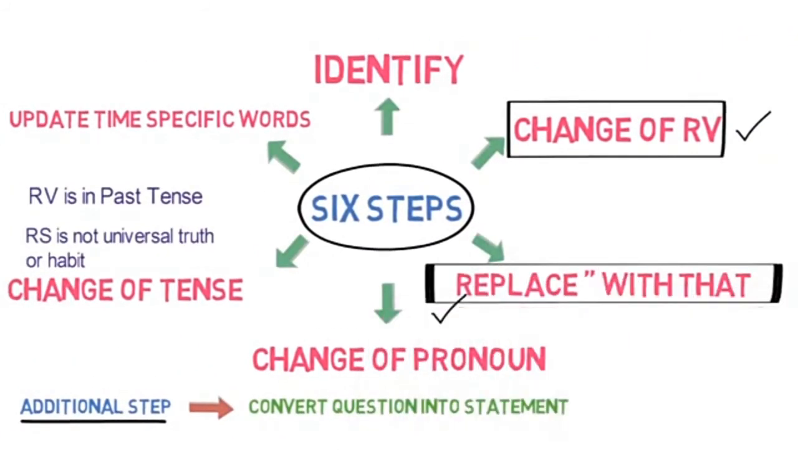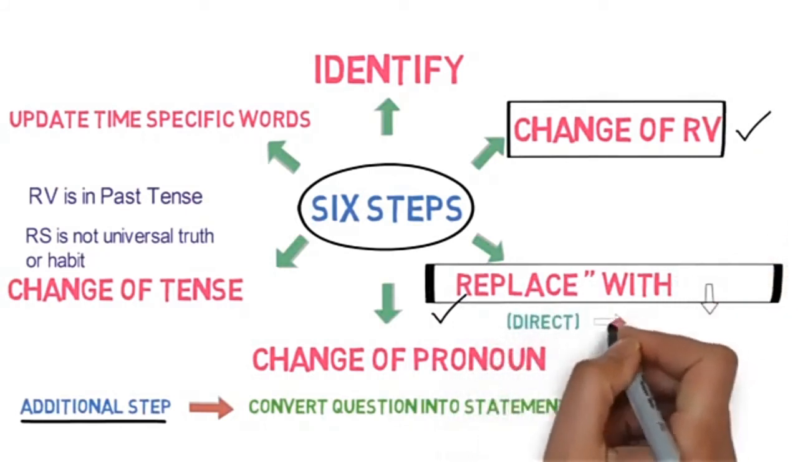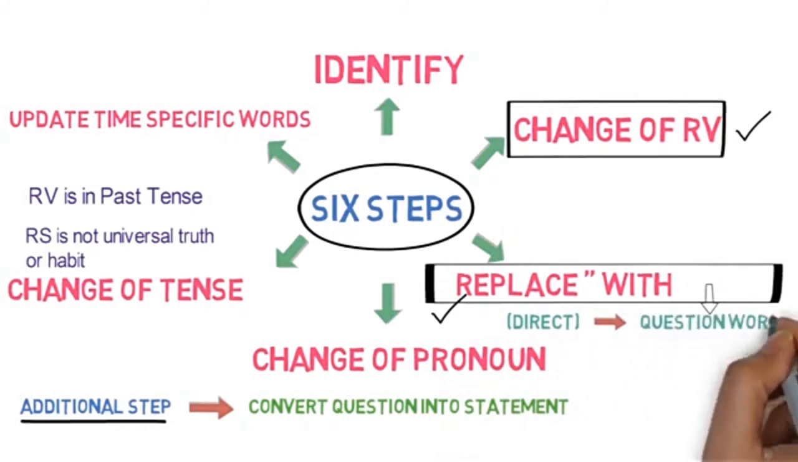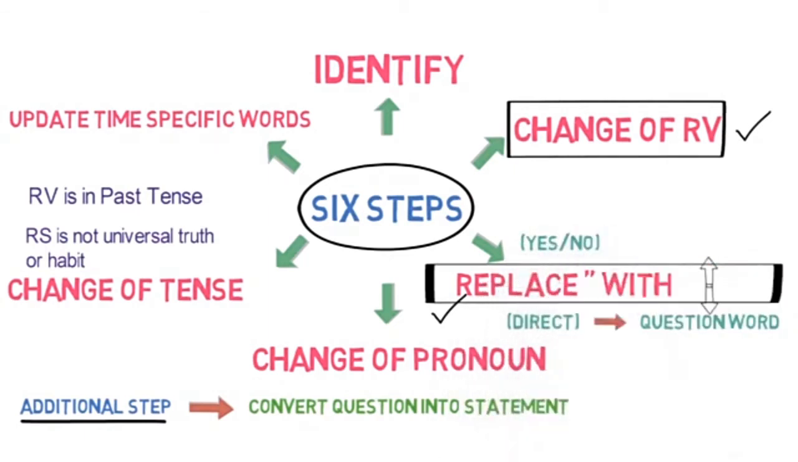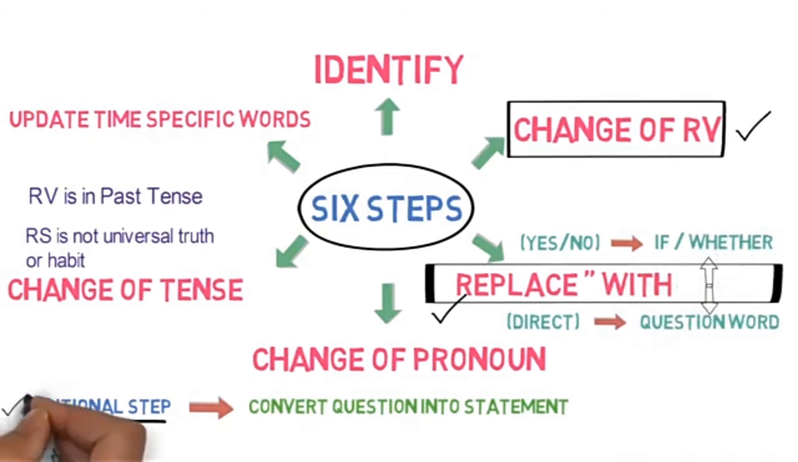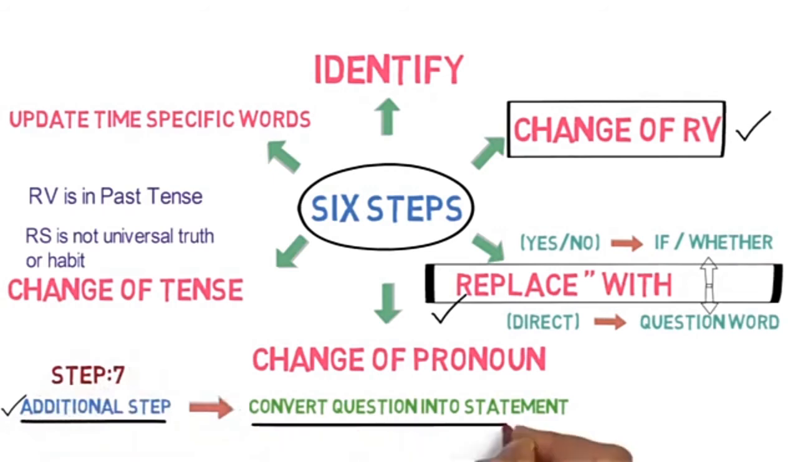Number 2, replace inverted commas. In case of a direct question, we will replace quotes directly with the question word. We don't need any additional conjunction here. But in case of a yes-no type of question, we will replace inverted commas with either if or whether. One additional step or step number 7 after all these steps is to convert a question into a statement or assertive sentence. Remember to replace the question mark with a full stop or period at the end of the sentence.